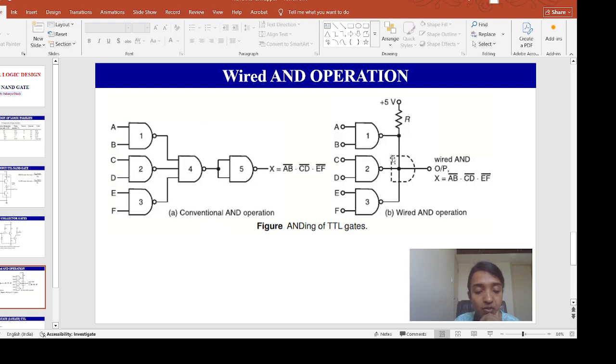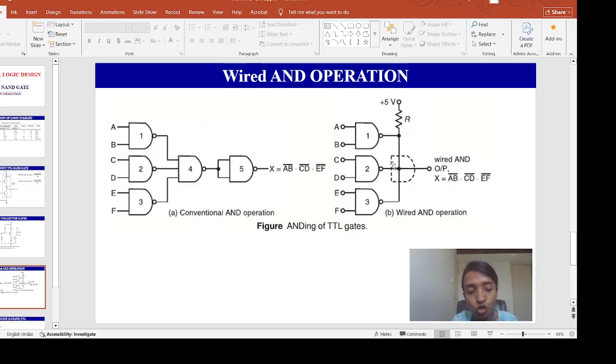But why are we using this arrangement? It must have some advantage: it needs fewer gates compared to the conventional arrangement. Okay, so we have seen the totem pole arrangement.